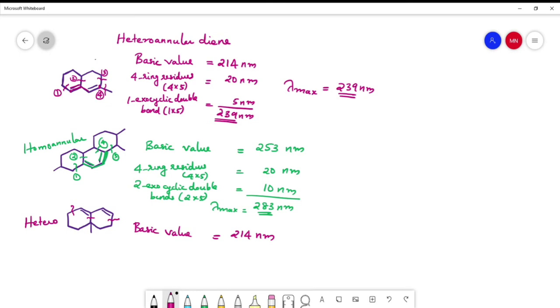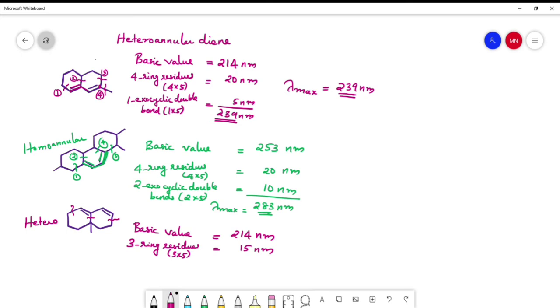So how many are present? 1, 2, 3. So 3 ring residues or alkyl substituents. So 3 into 5, you will be getting 15 nanometer. Now we have to look into the exocyclic double bond nature. If you are seeing this ring, there is no exocyclic double bonds.